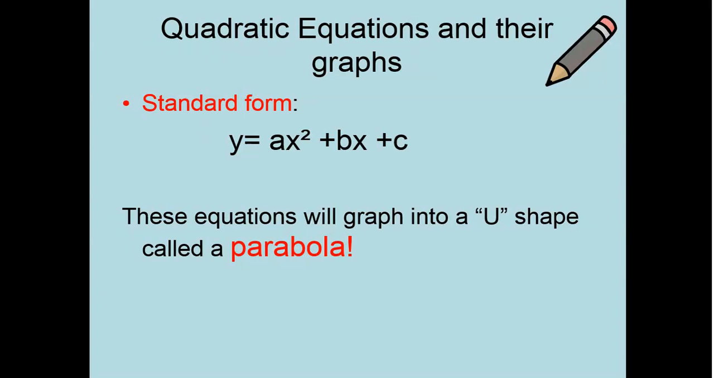So standard form, what does this mean? Standard form is when it looks like y equals ax squared plus bx plus c. So basically the x squared term is first, x is next, then the no-x term is last. These equations will graph into a U shape, which is called a parabola.